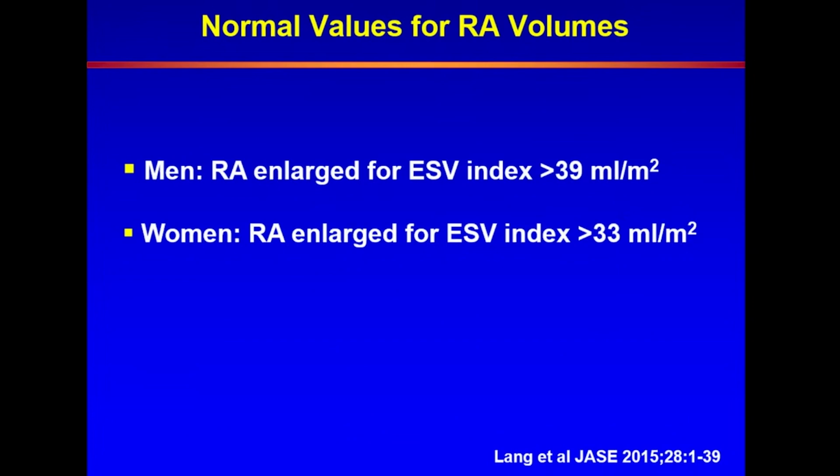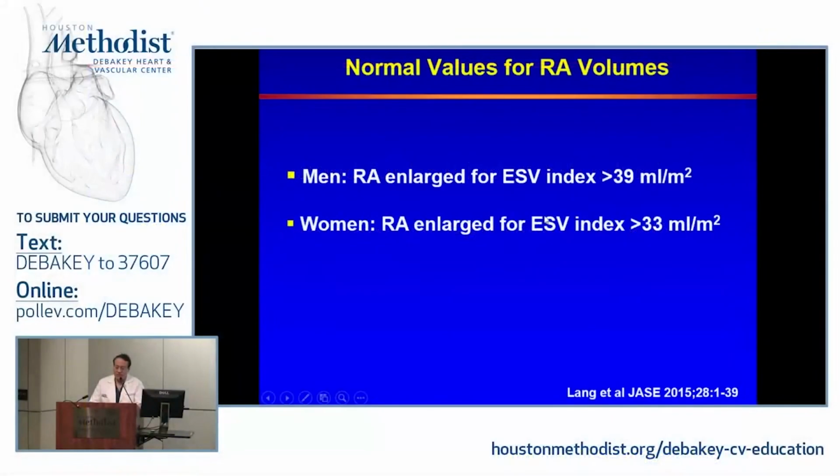Atria. Unlike the left atrium, where we have two planes, for the right atrium there is the apical four-chamber view, and we rely on it. The upper limit of normal for men, and of course the maximum volume for the atrium is end systole before the tricuspid valve opens, is 39 ml per meter squared, for women 33.